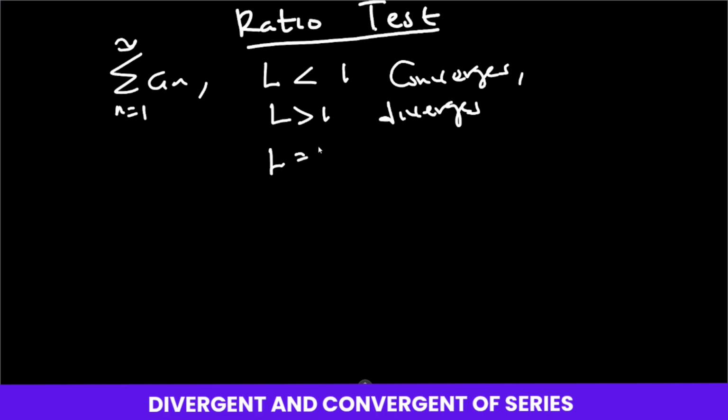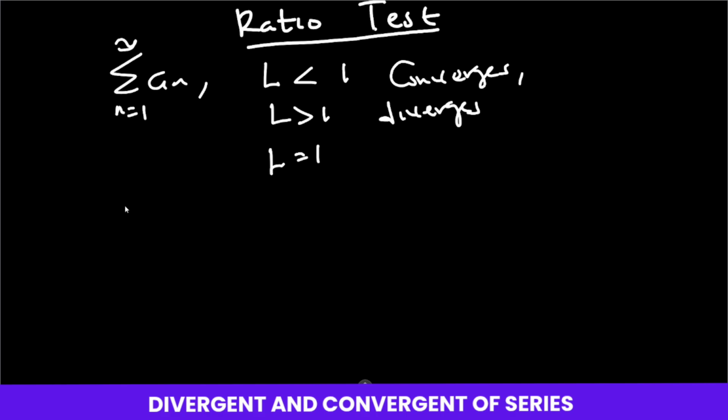But if L is equal to 1, then this is termed inconclusive. In other words, we don't know whether it converges or diverges, so we have to use another test to do our analysis. So let's do this together.